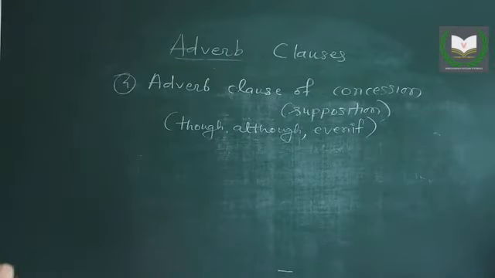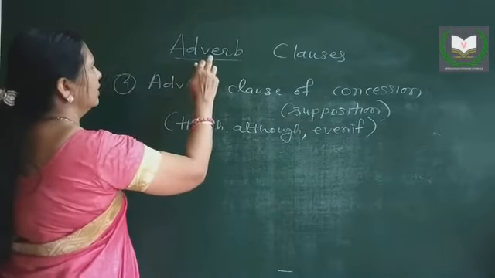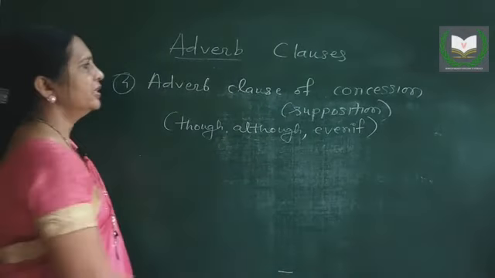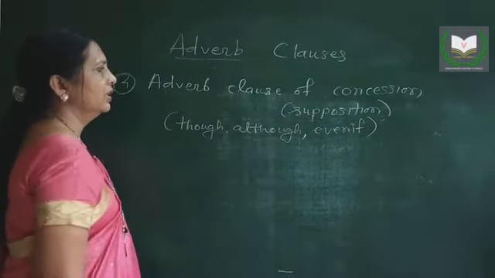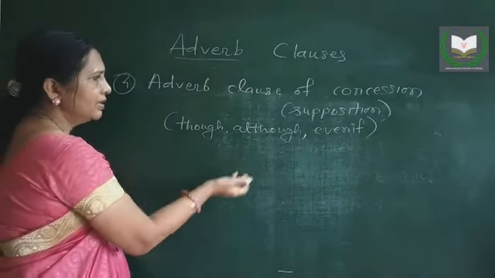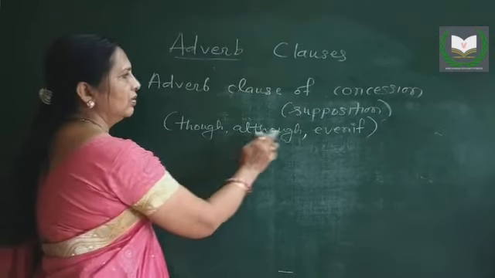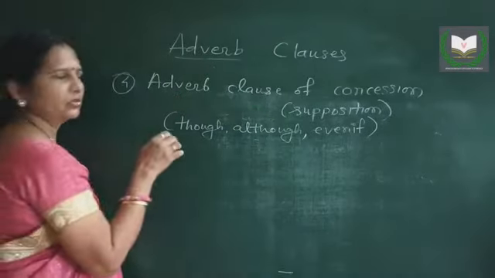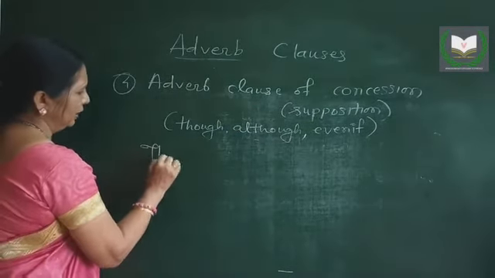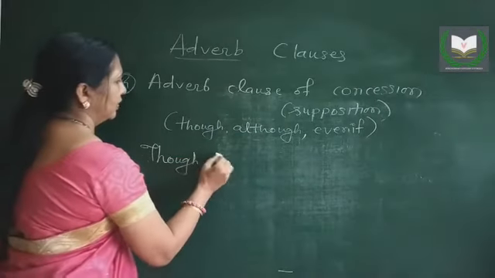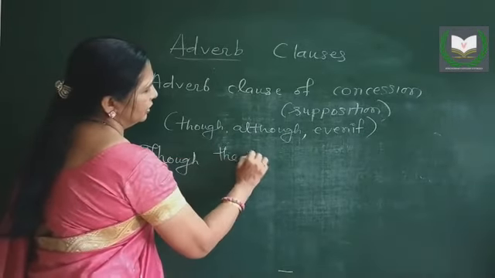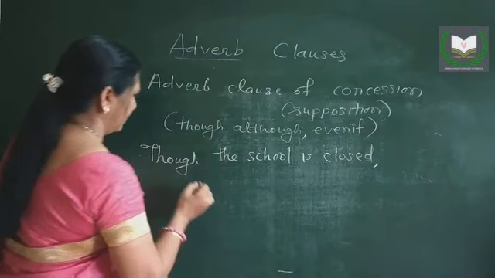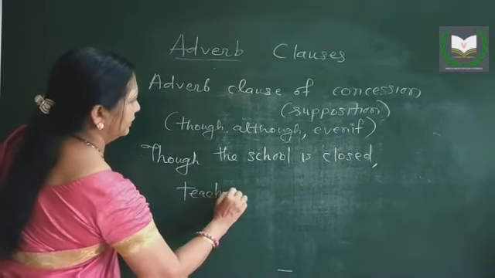Now we are to the fourth type of clauses, adverb clauses, that is the adverb clause of concession. It is also called adverb clause of supposition. And these clauses, they include though, although, or even if. With these words, they are joined to the main clause. For example, though the school is closed, teaching goes on.